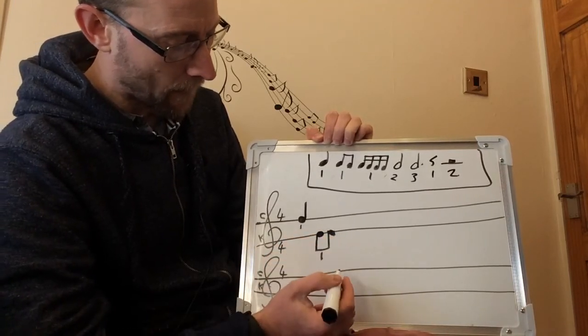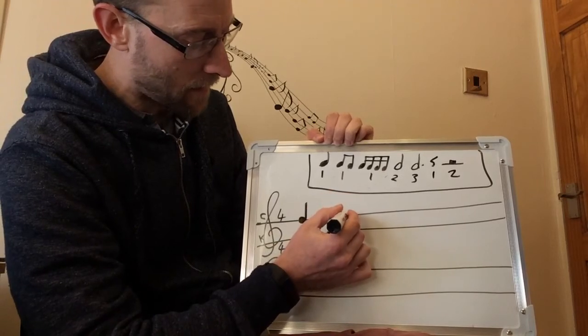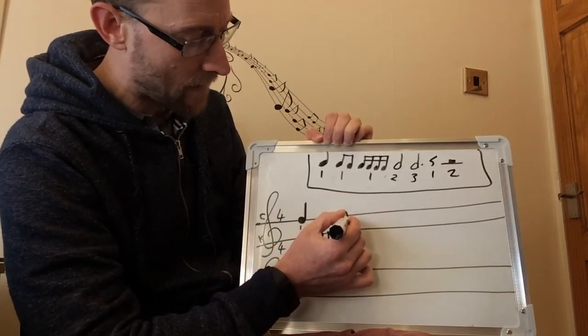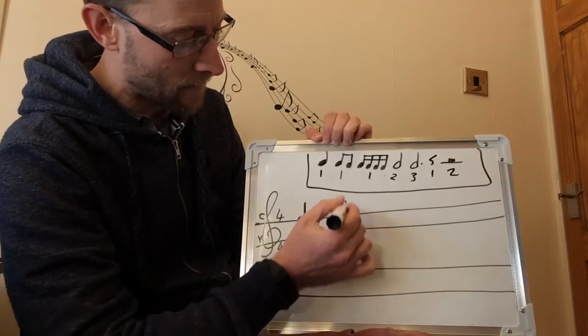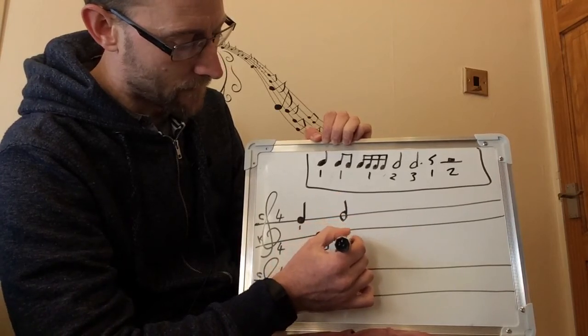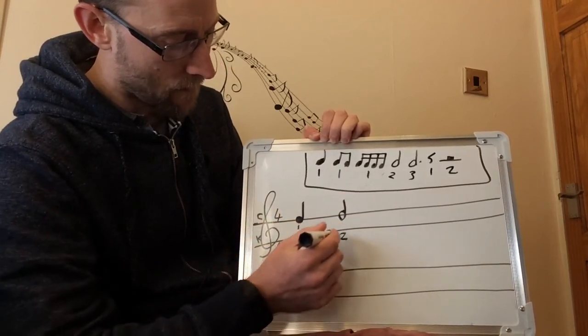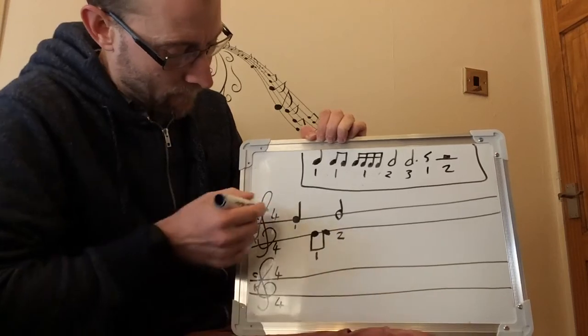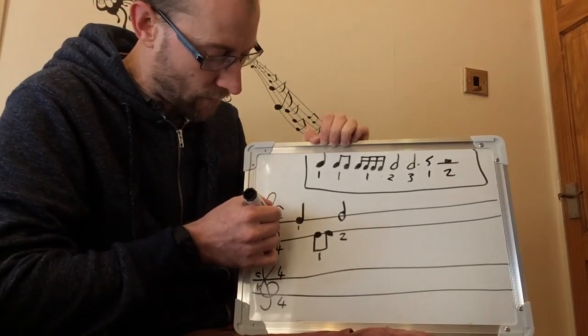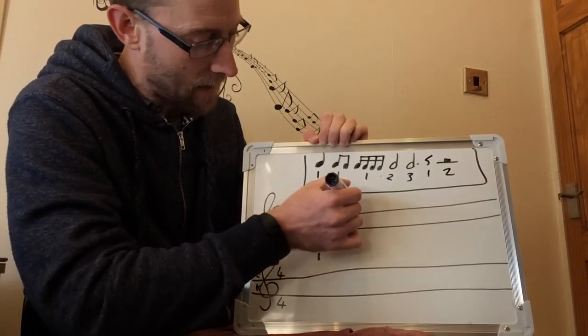Okay. I'm now going to go back up here, and I'm going to have a minim, and that goes up because I'm on the top line, and that's worth 2. 1, 2, 3, 4. My magic number today is 4, look. So I now put my bar line.